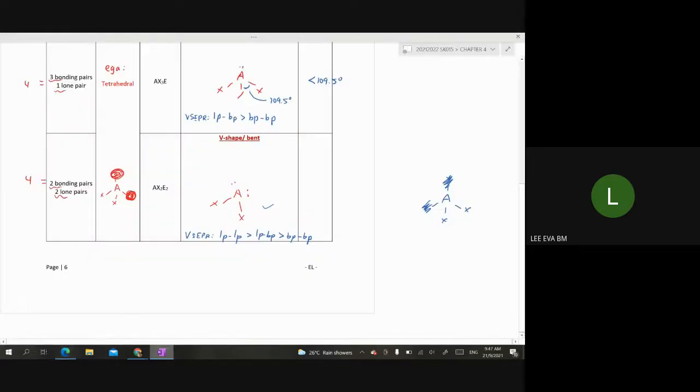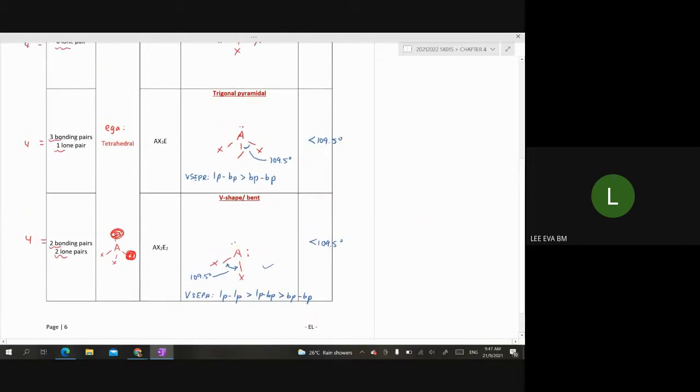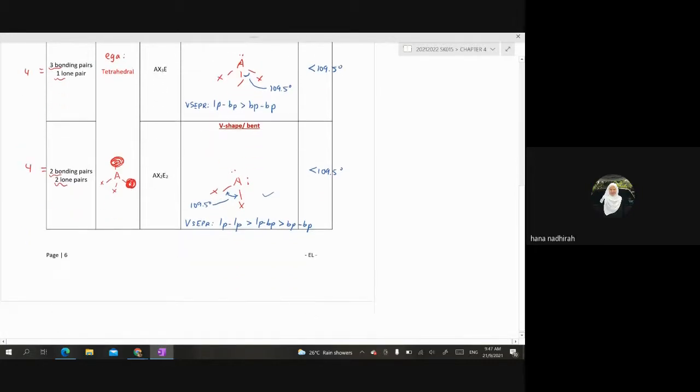Okay, so we back to this one, yeah? Alright, so the bond angle now between the bonding pair, also we have less than 109.5, but this time much smaller than the previous one. So dia masih kurang daripada 109.5, so kita just letak range sahaja. Okay? Have you done jotting down? Yes. Okay, so tak ada dah.